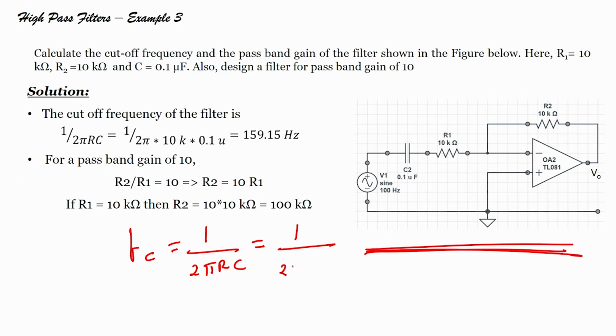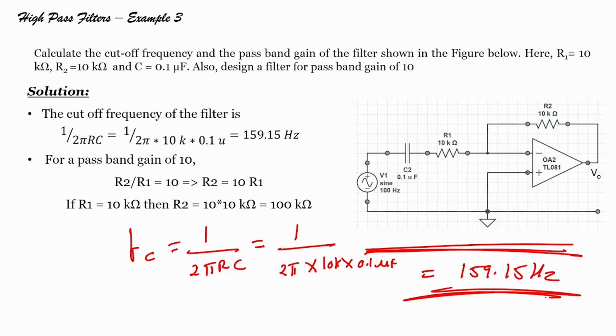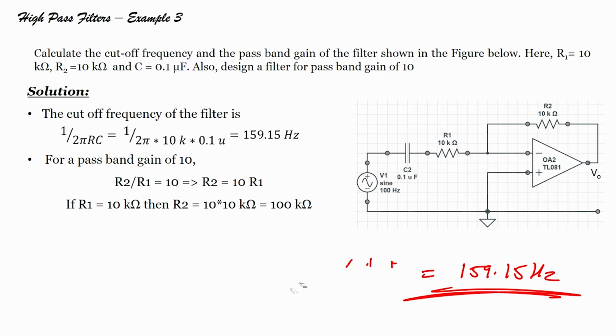So, I can write down 1 by 2 pi into 10k into 0.1 microfarad. This will be nothing but 159.15 hertz, right. So, Fc is nothing but 159.15 hertz, correct. So, now I know what my critical frequency is, and I can calculate it using this particular formula. What is the next question?